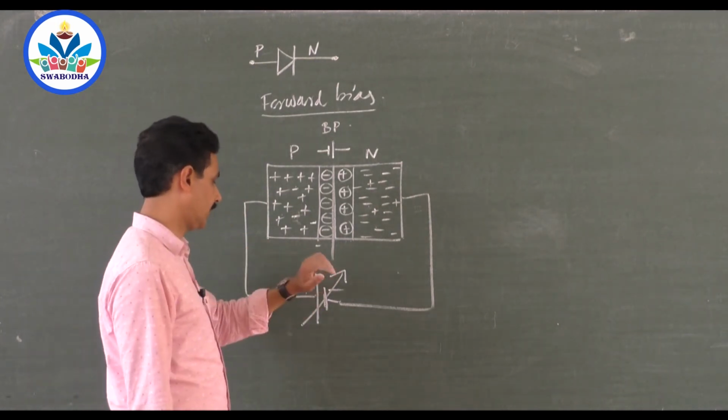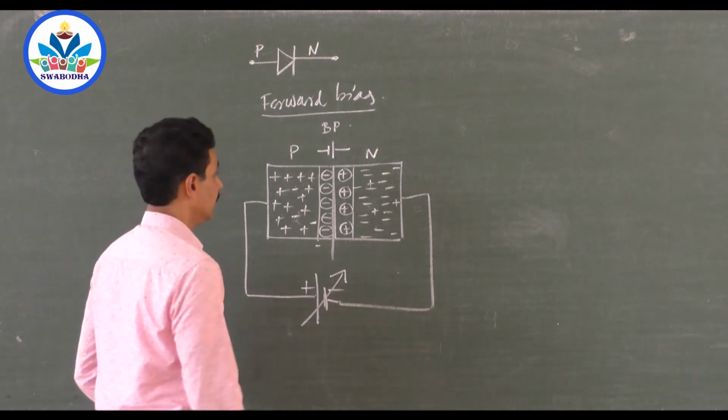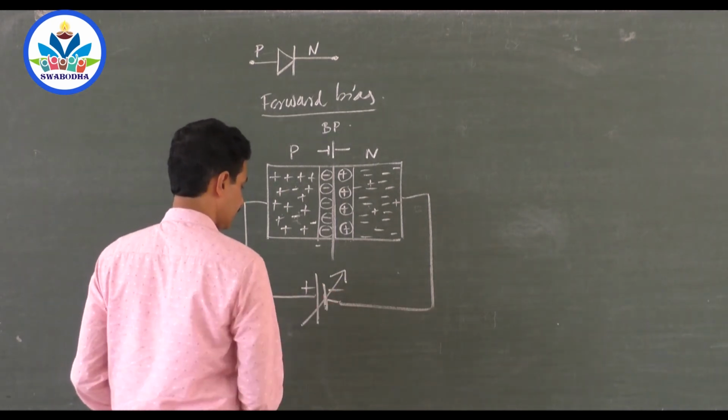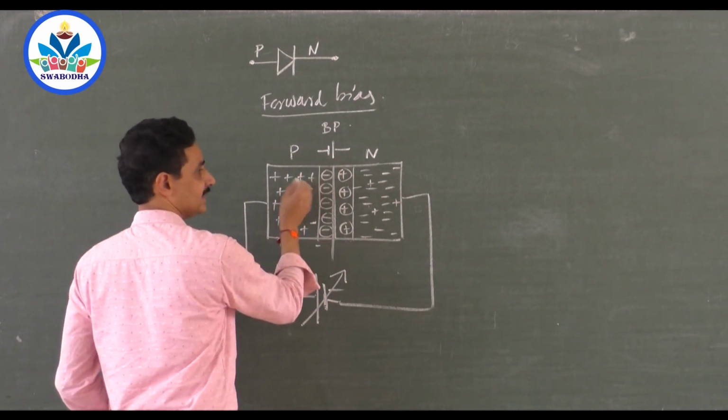Now come to the point where biasing is applied. Now you see the biasing potential difference. Here we have connected positive, but the barrier potential on this side is negative.